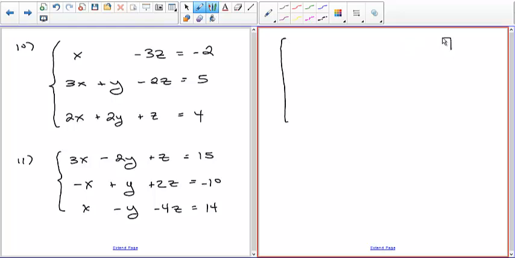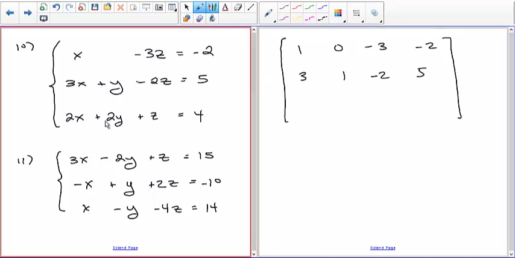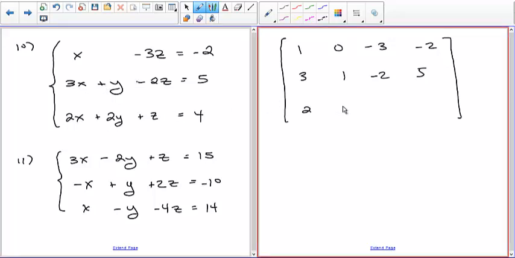So now we have a bigger matrix. So we have 1, 0, negative 3, negative 2. We have 3, 1, negative 2, 5, and then we have 2, 2, 1, 4. So that's my augmented matrix. Okay, first thing you see is that I've got a 1 here in the upper left hand corner, so that's good.